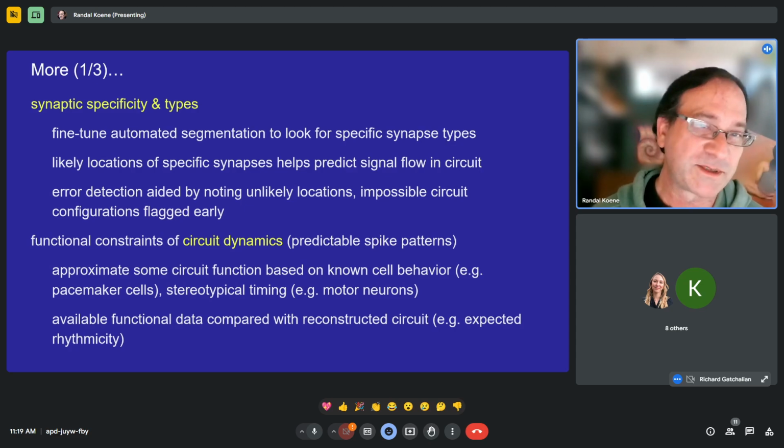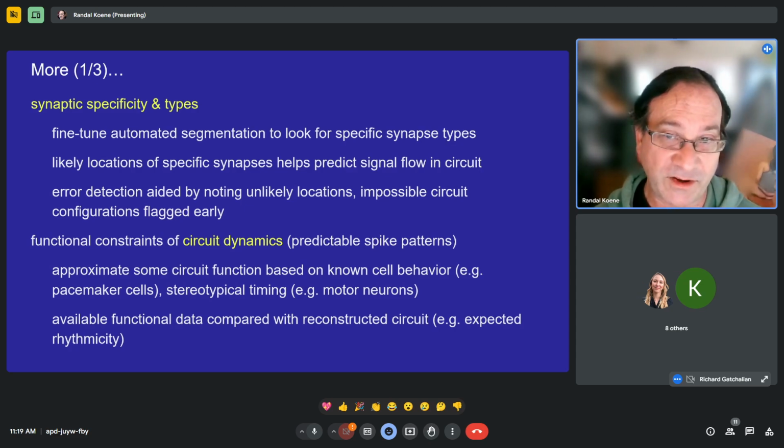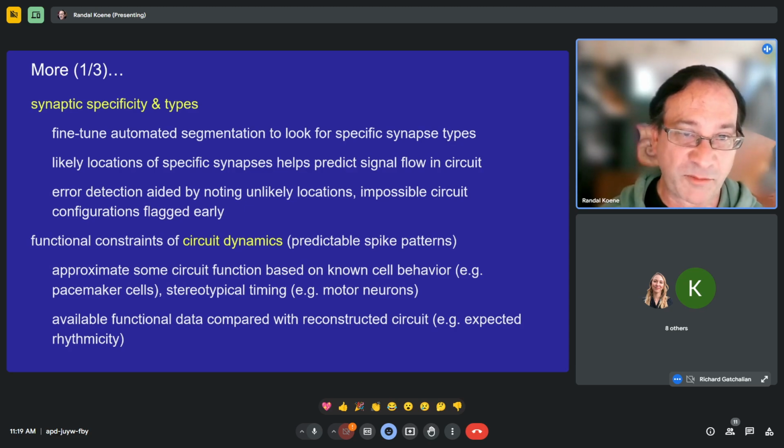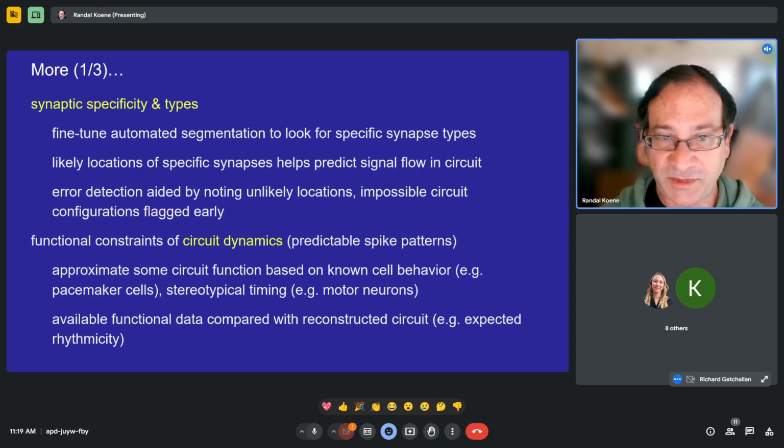By knowing which synapses are excitatory or inhibitory and where they are likely to form, it's easier to predict how signals will flow within a circuit, reducing the need for exhaustive testing of every possible synaptic connection. If, for instance, a purported inhibitory synapse is found in an unlikely location, like on a dendritic spine, then you could flag that as a possible error and correct it. Similarly, errors in segmentation that lead to impossible circuit configurations can be caught early based on known synaptic rules.